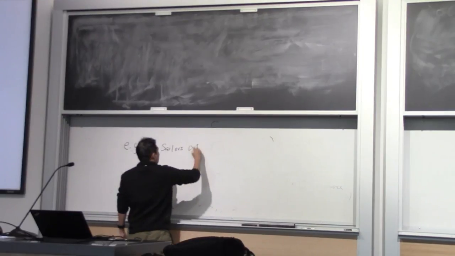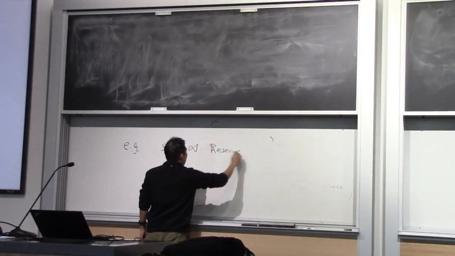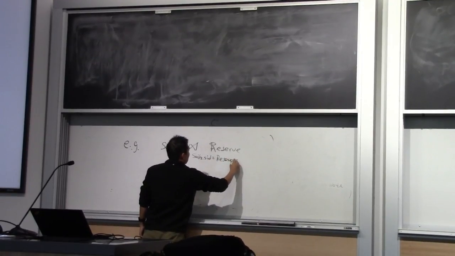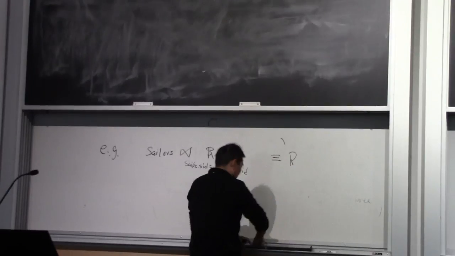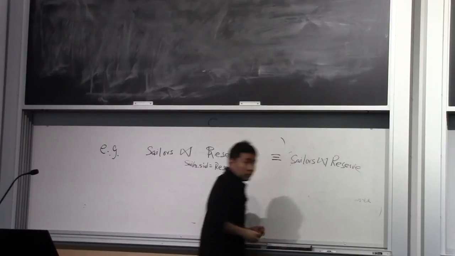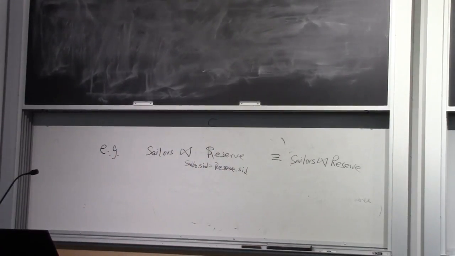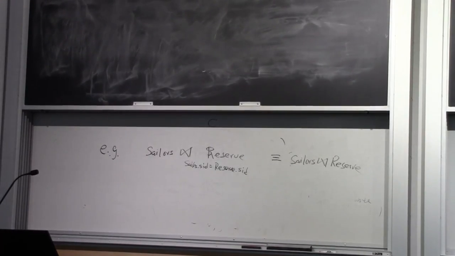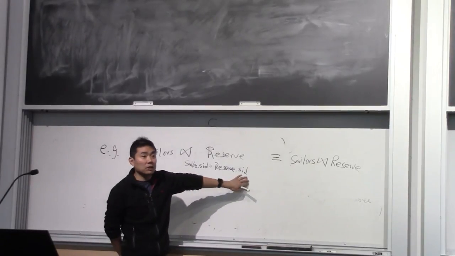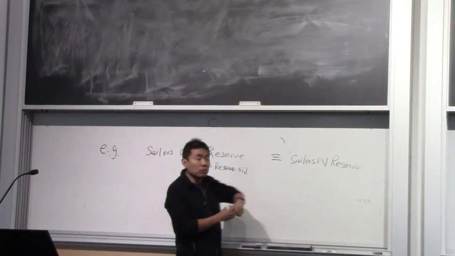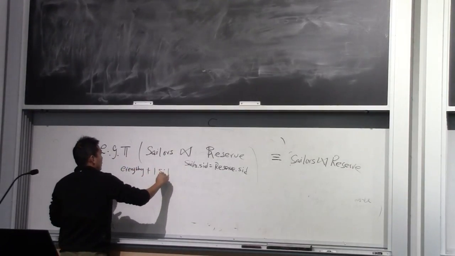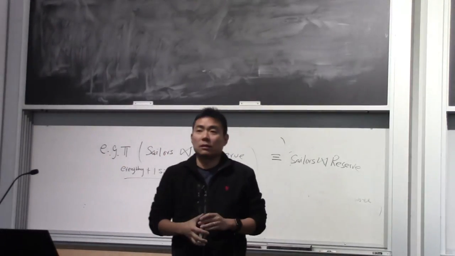Sailors condition join with reserve, with the condition that sailors.sid equal to reserve.sid. Is this the same as simply sailors natural join reserve? Are the two the same? You're saying no, can you explain why? The result of the theta join still has the second column. They're almost the same, except that the schema of this would have that second column SID, but the schema of this would not have the second column SID. To make them the same, you have to add a projection over this. That will make it equivalent. Okay?